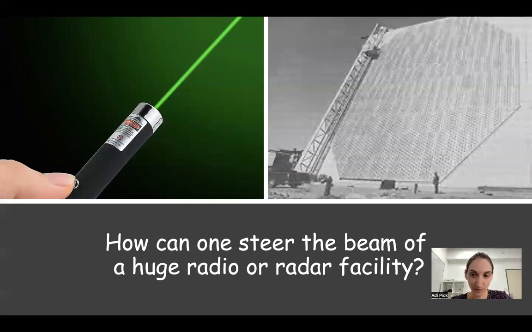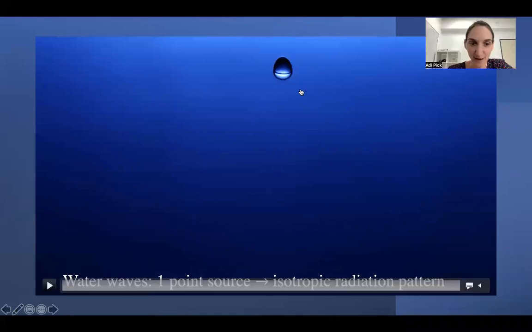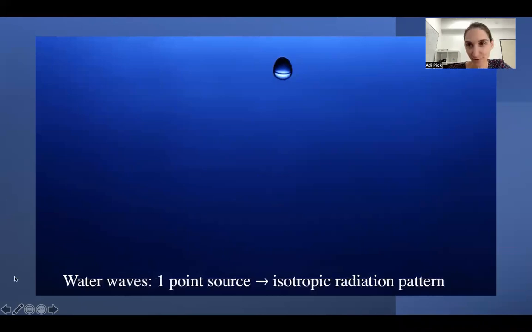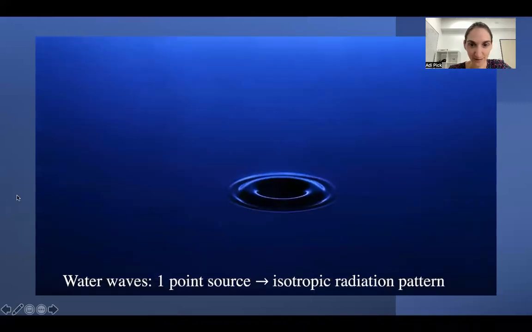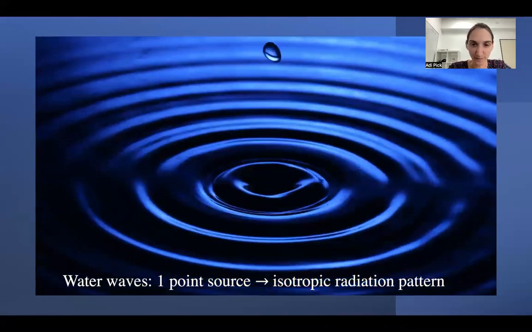Before I show you the math, let me show you a very simple example of beam steering by changing the phase in a pond of water. Let me give you a simple example from water waves, which is easier to visualize than electromagnetic waves. If, for example, we have a single droplet of water, this is like a point source, and naturally it creates an isotropic radiation pattern. So let's look at this movie. A very simple point source creates an isotropic radiation pattern.